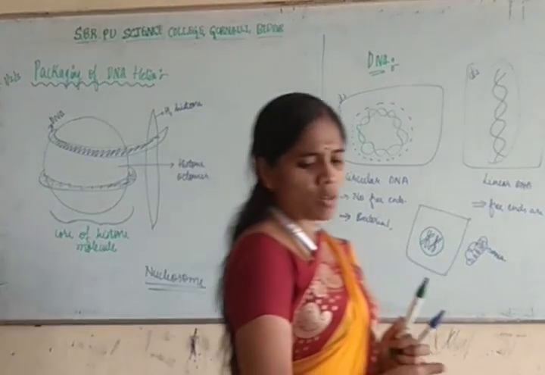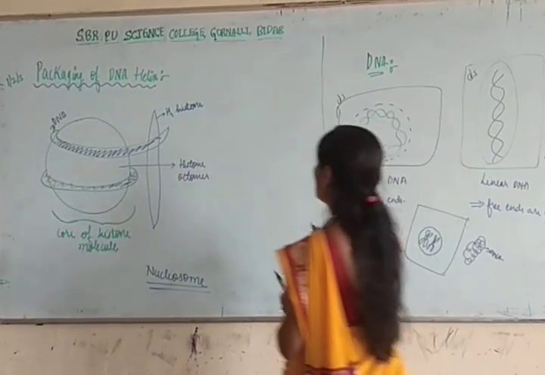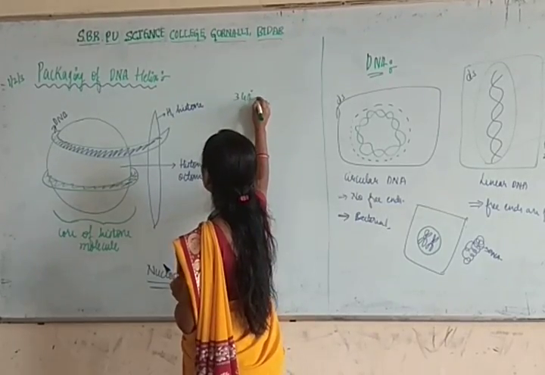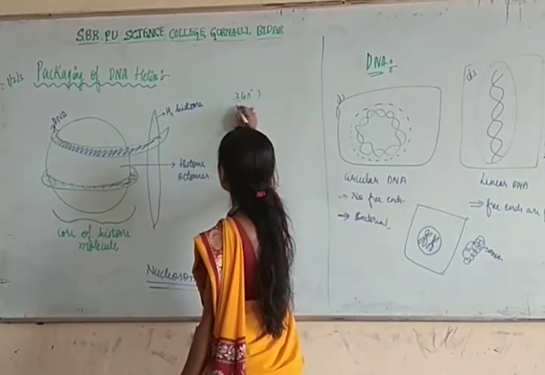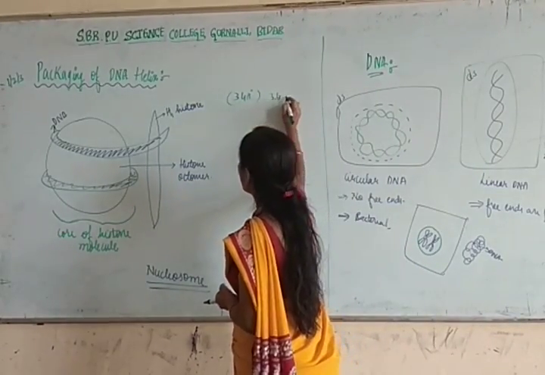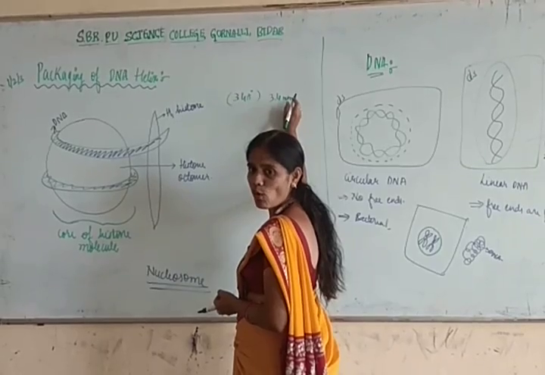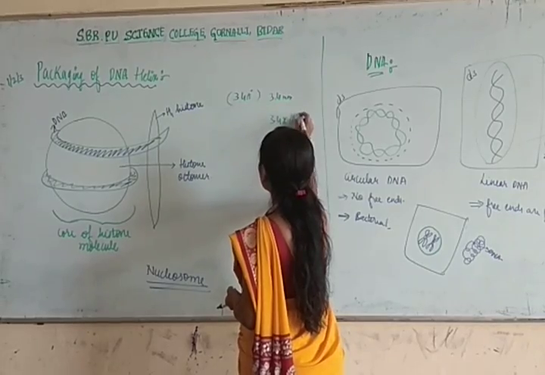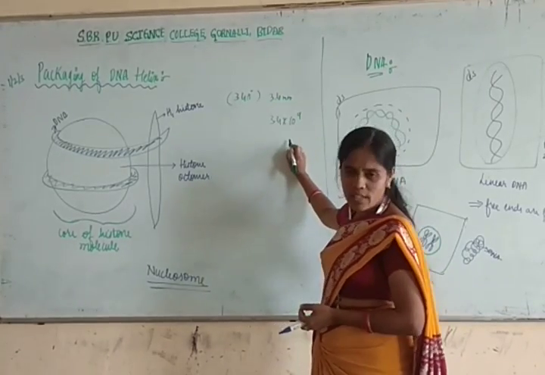If you talk about this further, when we are talking about the DNA, we have seen that the distance between two base pairs is 3.4 Angstrom, or we can take it in nanometers. Yesterday I said 3.4 nanometer, that is, we are taking 3.4 into 10 to the power of minus 9.